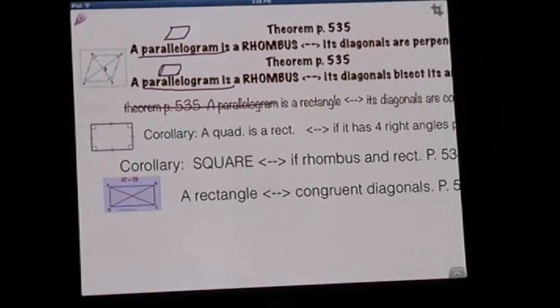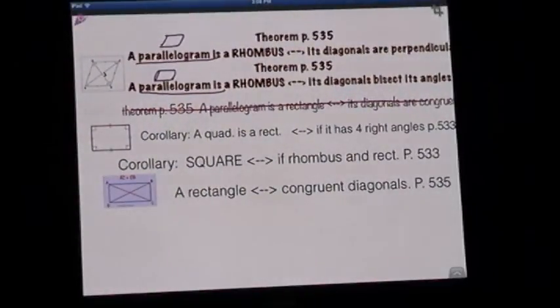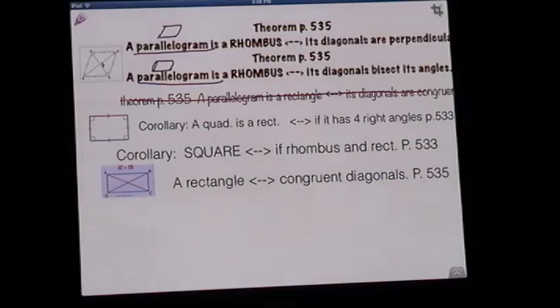Okay, we can skip this one because I've got it down below. There's a corollary on page 533 that says a quadrilateral is a rectangle if it has 4 right angles. Now you may say, well, a square has 4 right angles, and a square is a rectangle. Not all rectangles are squares, but all squares are also rectangles. But then you've got this corollary of the square. It's a square if it's a rhombus and a rectangle at the same time, because the rhombus gives it 4 equal sides, and the rectangle gives it 4 right angles.